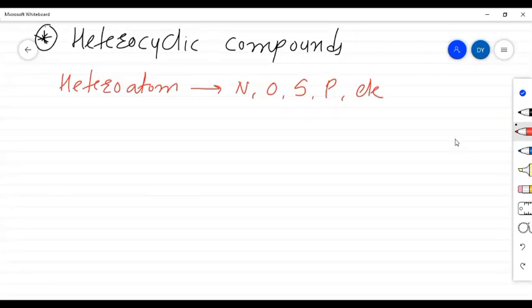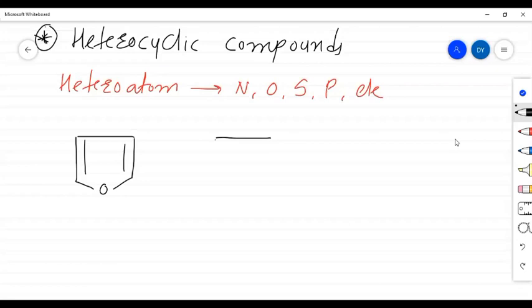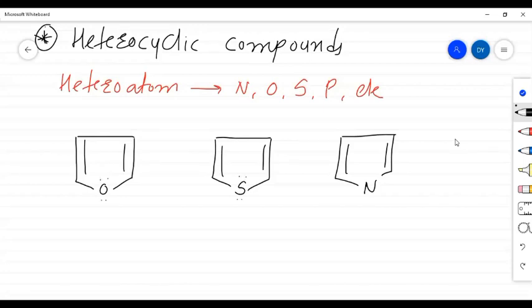But in our syllabus, only 2 types of compounds are there. Which 2 types of compounds? 5 member ring and 6 member ring. So for the 5 member ring, we are going to study only 3 examples again. And questions also come on these. The name of the first heterocyclic compound is furan. This is thiophene and this is pyrrole.